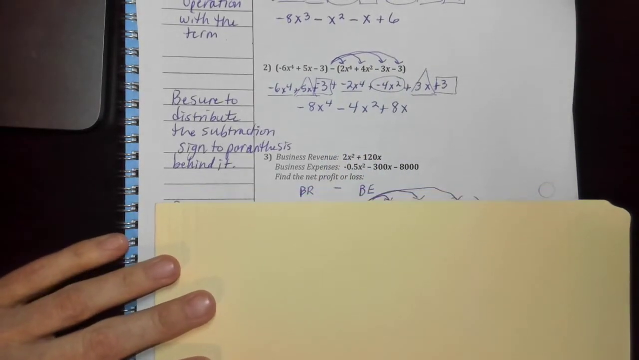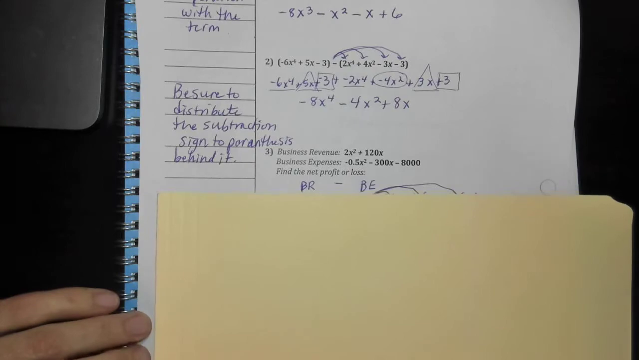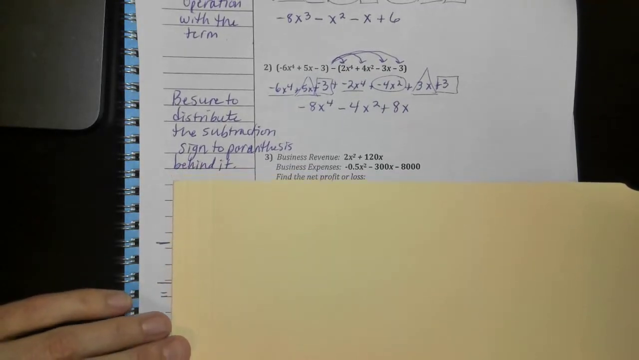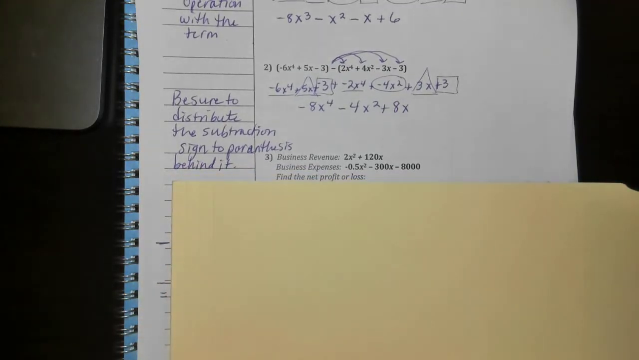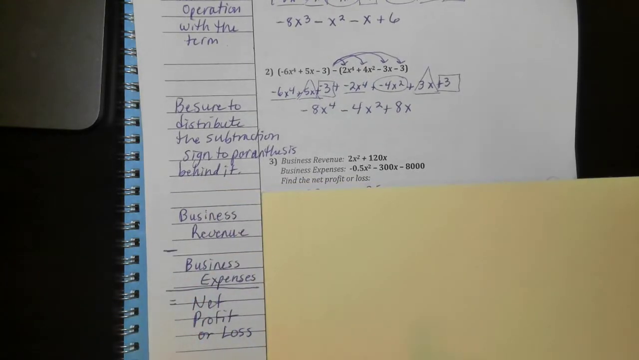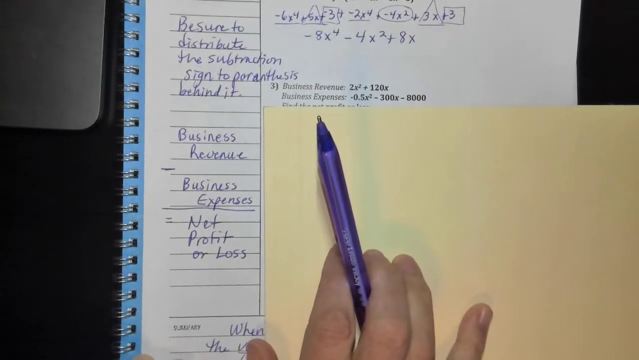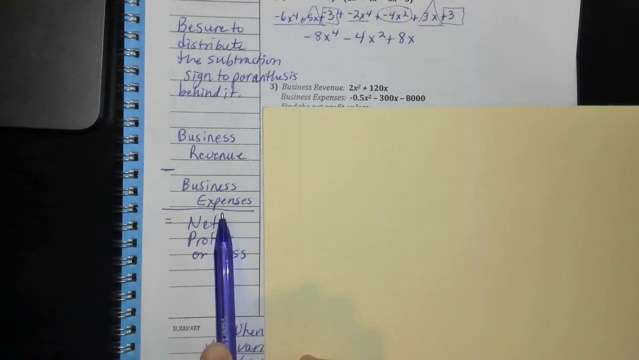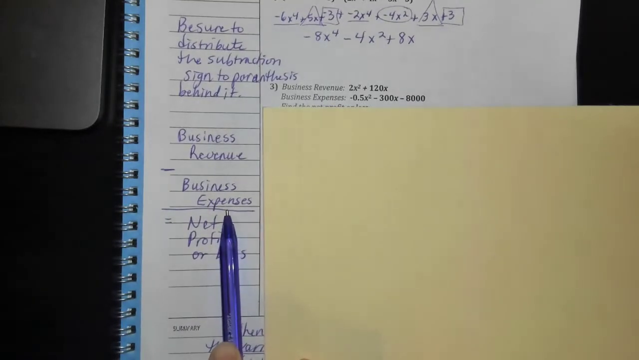All right, so business revenue and business expenses, and then profit or loss. That is our next situation here. So you probably need to know that business revenue is the money that you take in when people buy items from your business. Business expenses are all the bills that you have to pay. So that's paying your employees, paying your lights bill, buying your product, paying for advertising, etc., etc.